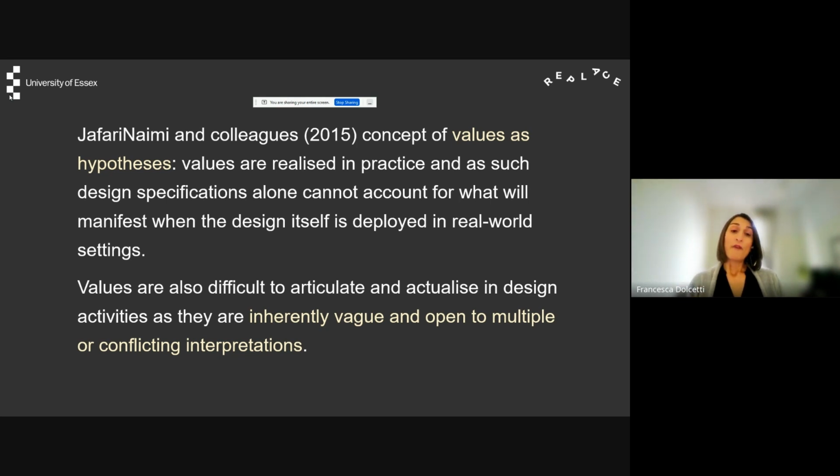Moreover, values are very difficult to articulate and actualize in design activities because they are inherently vague and open to multiple, if not conflicting, interpretations, and they operate across several professional and personal levels.